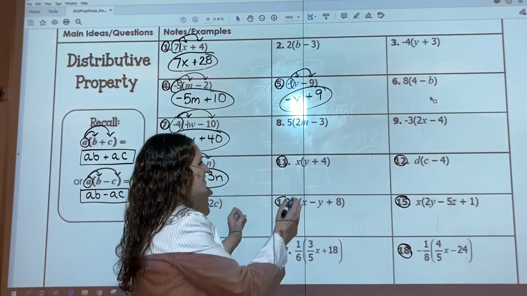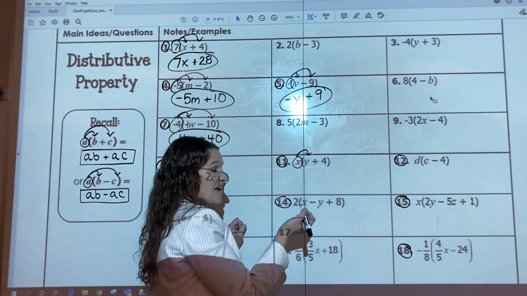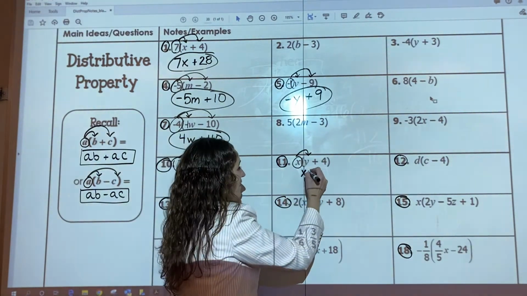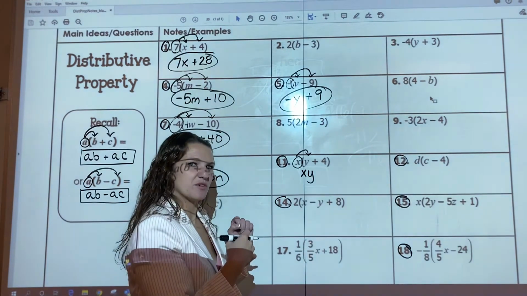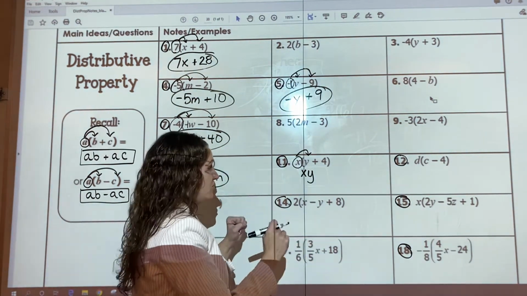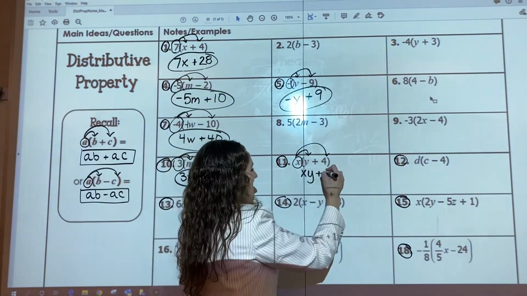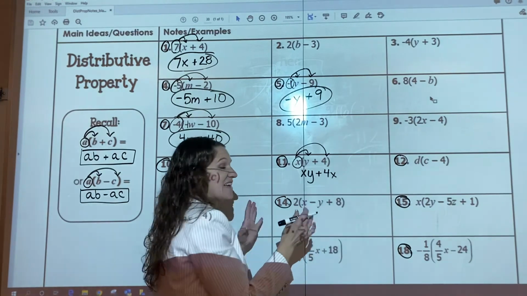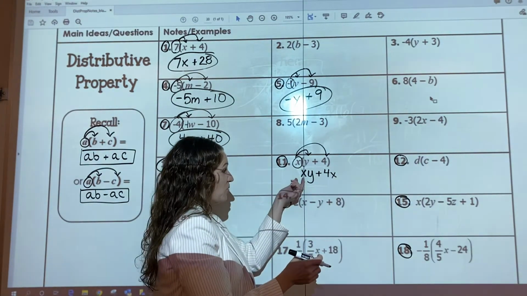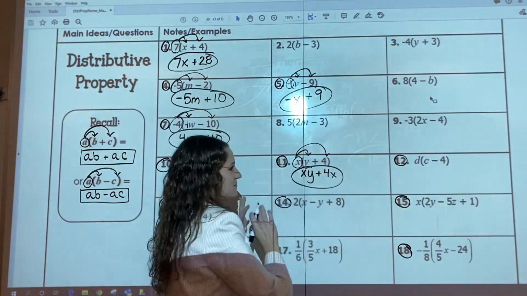Number 11, we're going to be distributing the x. X times y is xy. The rule of thumb with that is you just want to put them in alphabetical order whenever you're multiplying your variables. So then x times 4, or positive 4, is positive 4x. Again, not like terms because you'd have to have both the x and y on here in order to combine them, so we're simplified as much as we can.